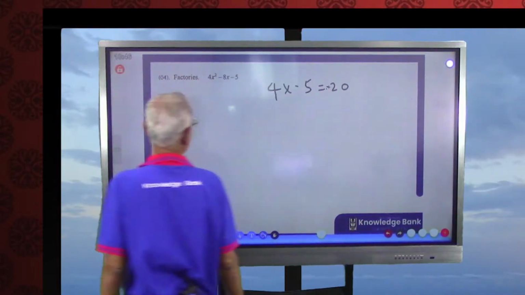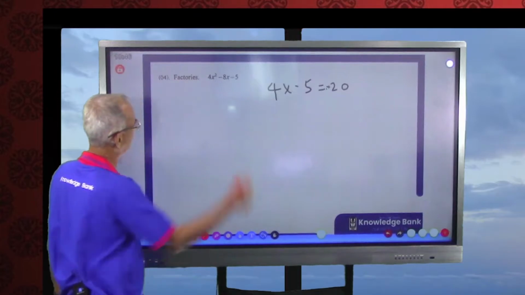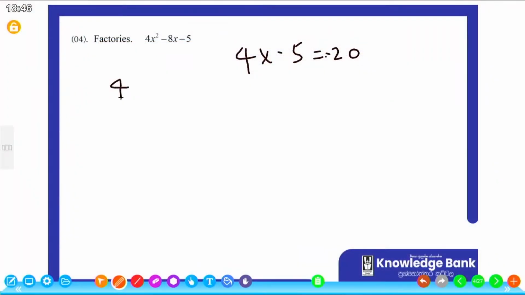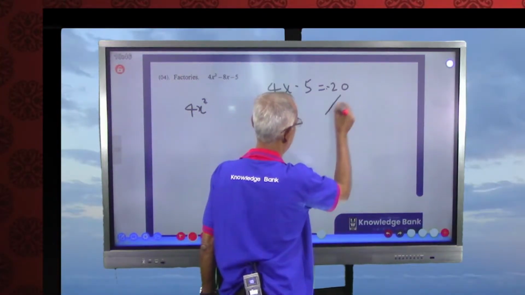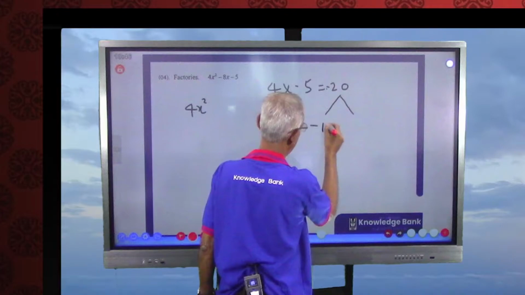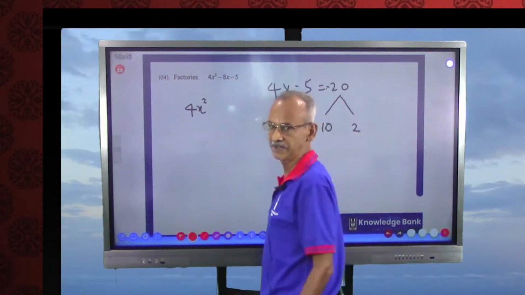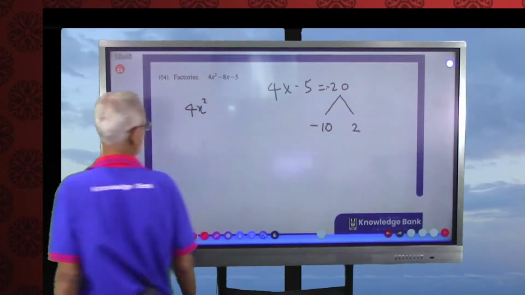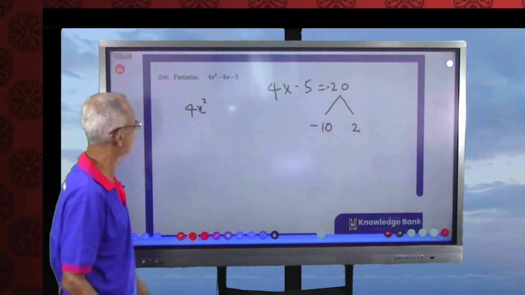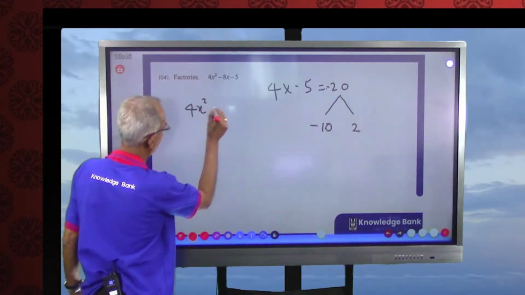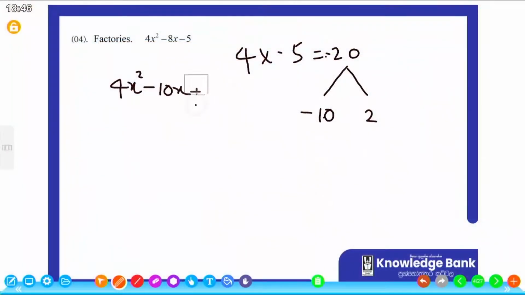Then, let's factorize this to get minus 8. Here we can write 4x squared. Then 4 into 5 is 20. We can factorize this 20 as minus 10 into plus 2. Minus 10 into plus 2 is minus 20, and minus 10 plus 2 is minus 8. Then 4x squared minus 10x plus 2x minus 5.